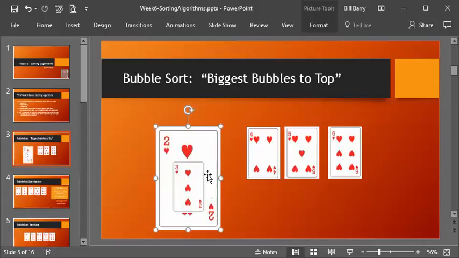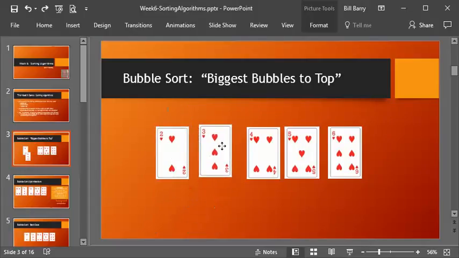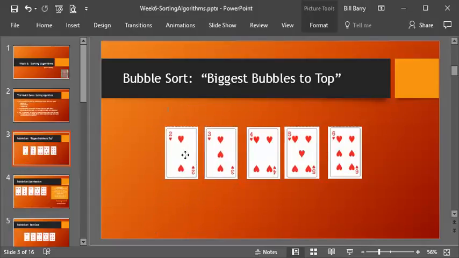Alright, we swap, oops, that's not what I wanted to do. We swap those two. Okay, then we look at 3 and 4, don't need swapping. 4 and 5, don't need swapping. 5 and 6, don't need swapping. So then, once we've done all of our passes, we know we've done 1, 2, 3, 4 passes through this list. We know that all of these are going to be in order. So that's the essence of how the bubble sort works.